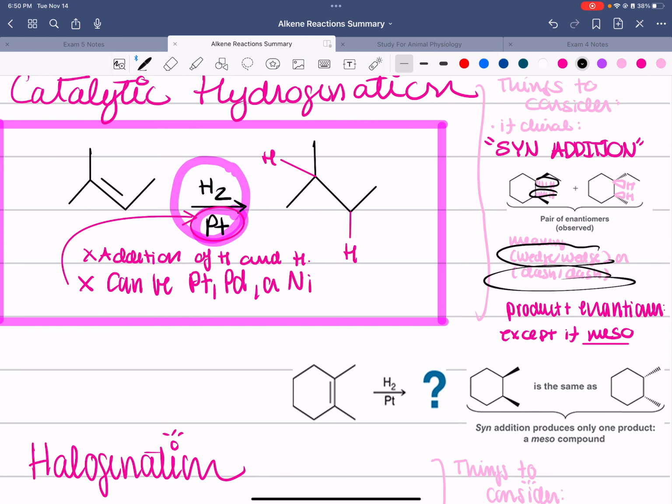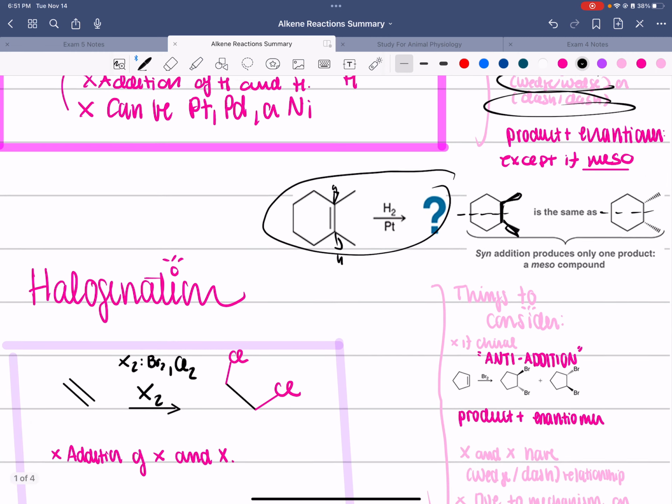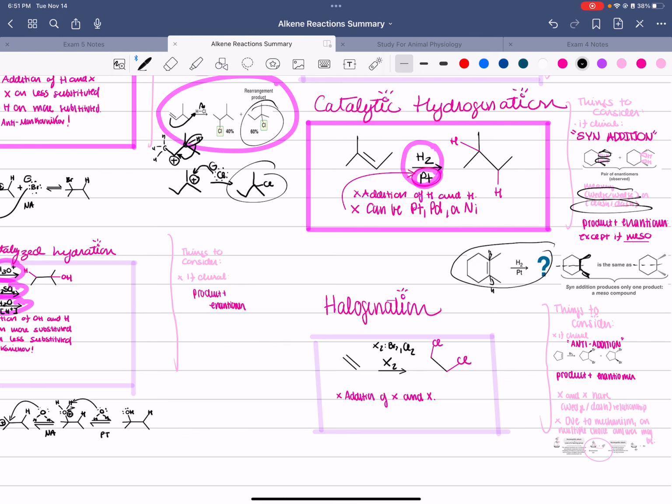And again, product plus enantiomer, except if it's meso, like in this case, for example, we end up adding our hydrogen and then our hydrogen, on a wedge or dash dash. So after we add it, we technically have a line of symmetry, and they're pointing up in the same direction. Therefore, they're both representing the same molecule, and it will be meso. So we wouldn't get product plus enantiomer, and we will only get one product in that case.